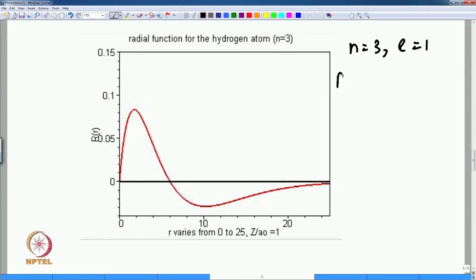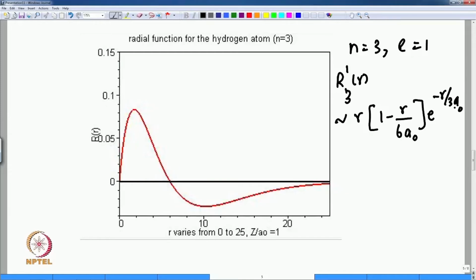the radial function R3,1 of r turns out to be, barring the normalization constant, r times (1 minus r by 6 a naught) times e to the minus r by 3 a naught. So you can see that this is 0 when r is 0, and when r is 6 a naught. So between 0 and 6 a naught the function increases, and at r equal to 6 a naught it goes to 0.